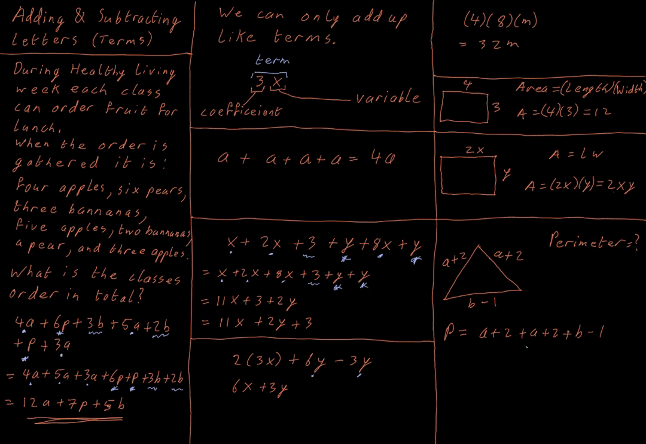And I add up all my like terms. Apologies. I have some numbers I can add up. And I have my b. So I have perimeter is equal to a plus 2 plus 2 minus 1 plus b. Perimeter is equal to 2a, 4 and 3 plus b. And I know I write everything in order, so I have 2a plus b plus 3 for my final answer. And that is what I need for now.